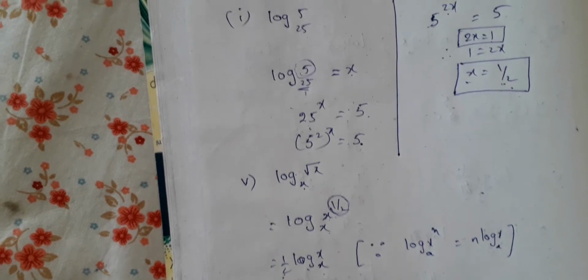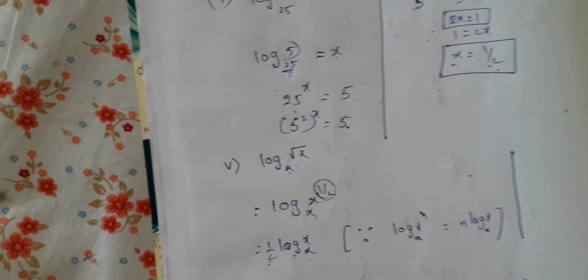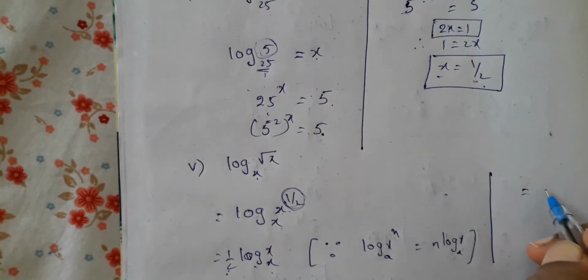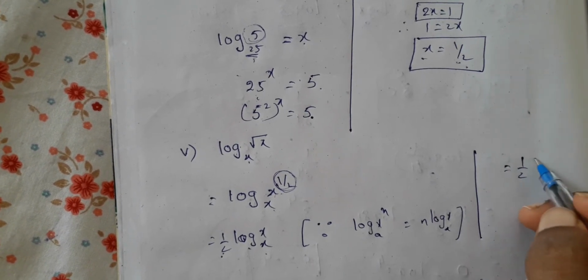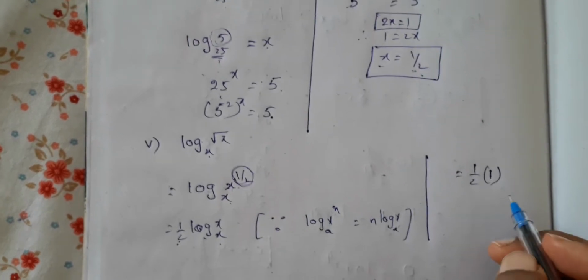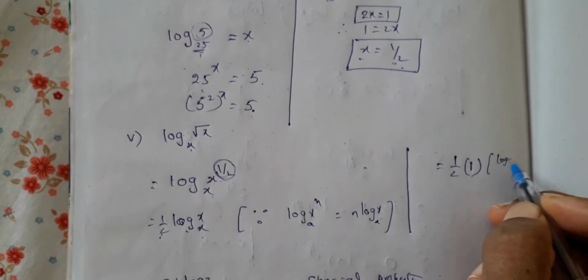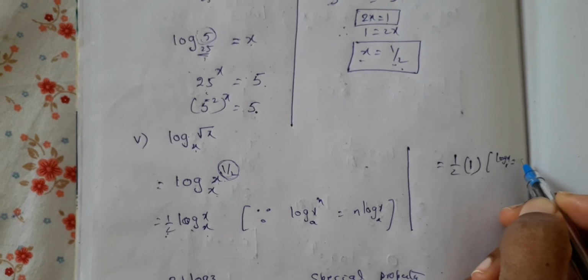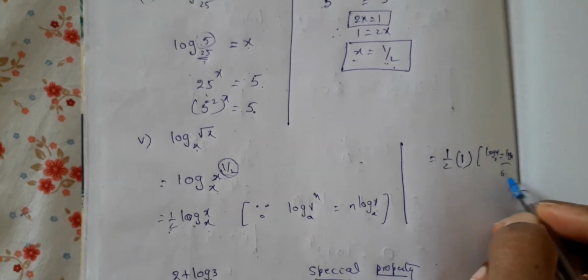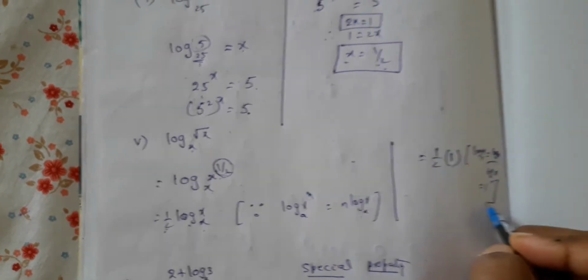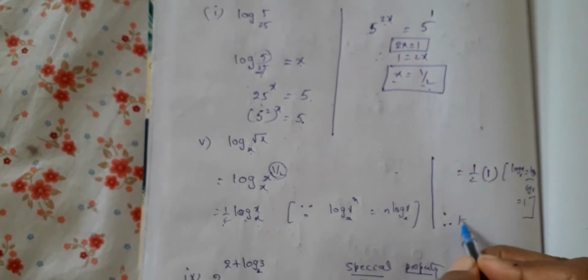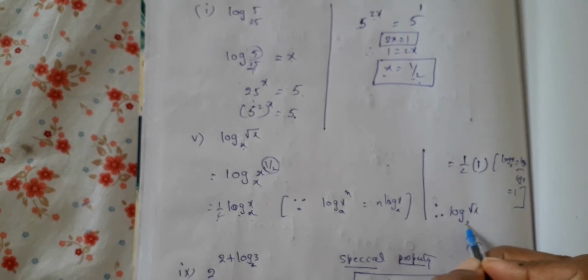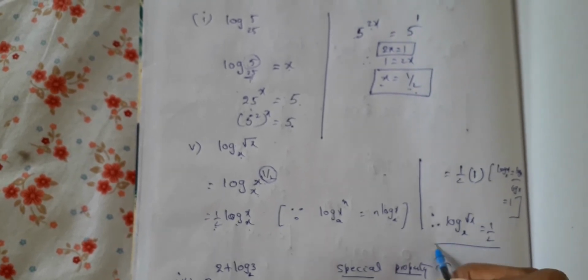Then what is the next step after this? This is equal to half, and log x base x is 1. Why? Because log x base x is equal to log x by log x, which is equal to 1. This is another property. So what is the conclusion? Therefore, log of square root of x base x is equal to 1 by 2.